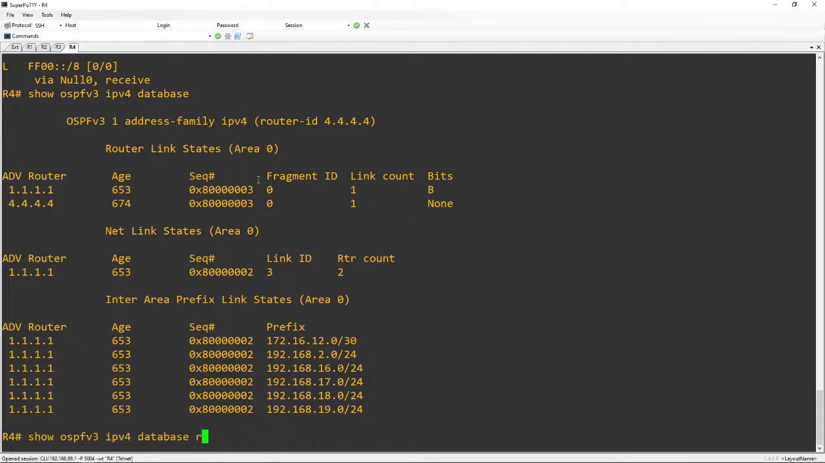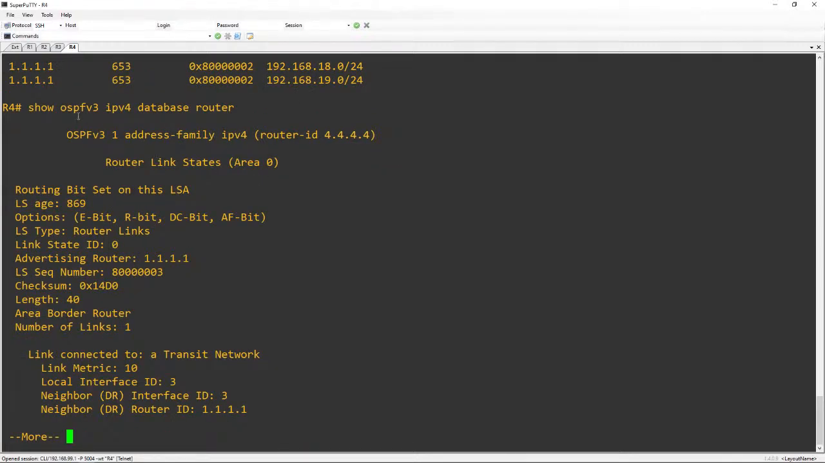Now, if I want to see what the contents of those specific LSAs are, then I type show IP OSPF database router or show OSPF v3 IPv4 database router. And this is where we can actually see the details of this particular link state advertisement. Routing bit means that this particular network prefix is reachable. It is possible that you can learn about prefixes and destinations that are unreachable because the particular node is not reachable. Even though we might be learning the routing information, the node might not be reachable.